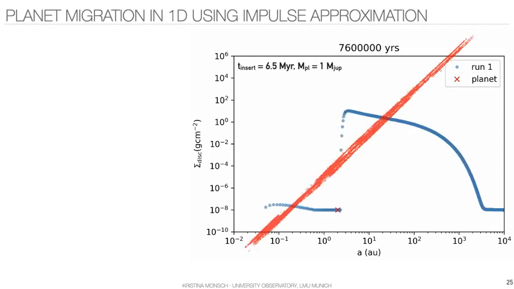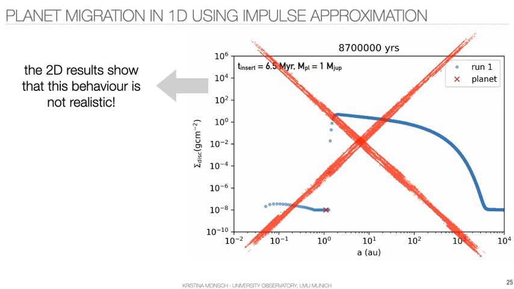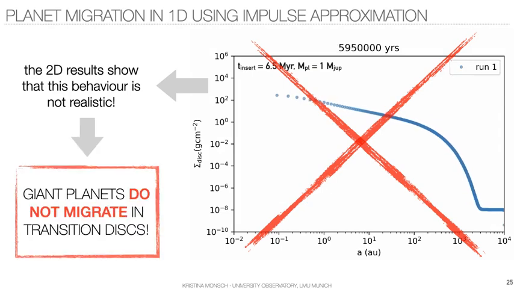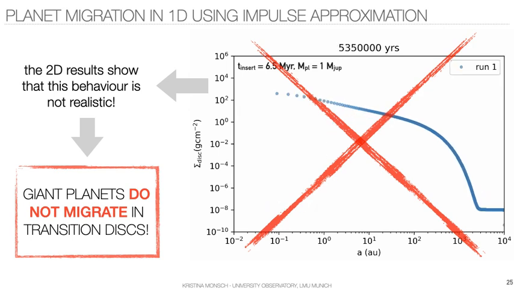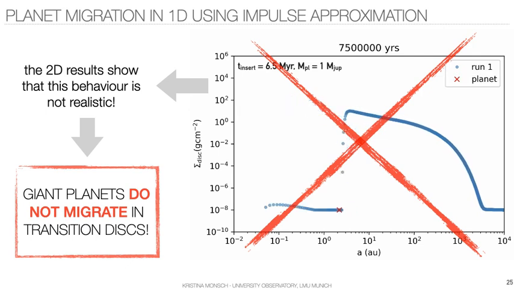And this means that planet migration should stop once the disk inside the planetary orbit gets depleted. Therefore, the impulse approximation is not treating planet migration, which is subject to one-sided torques, correctly, and this definitely needs to be taken into account in 1D planet population synthesis approaches.